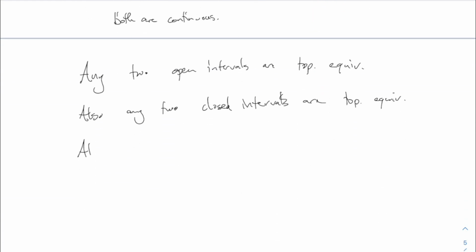So also, any intervals which include their lower endpoint, like A, B, and another one, say C, D, these will be topologically equivalent. If you have two intervals which only include the left endpoint, then the same kind of function can be used to make them topologically equivalent.